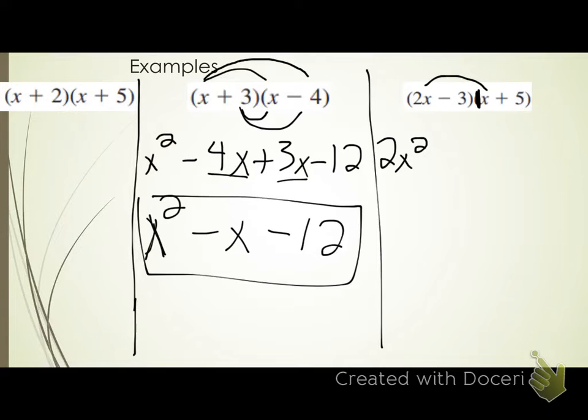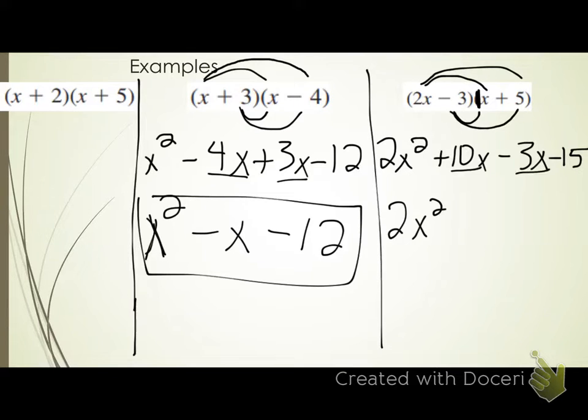Okay. What are my outer terms? So what's 2x times 5? 10x. Inner terms? Negative 3 and x. What's negative 3 times x? Negative 3x. Last terms? Negative 3 and 5, which gives you negative 15.